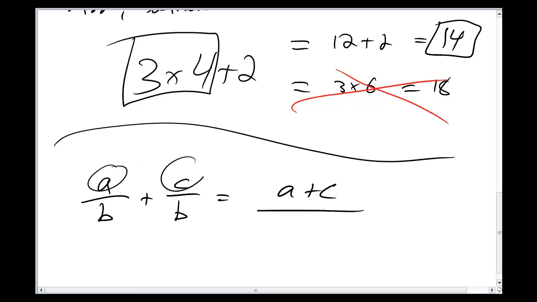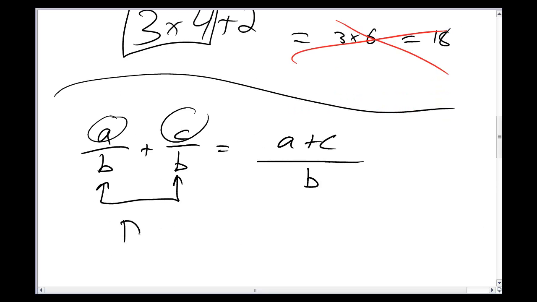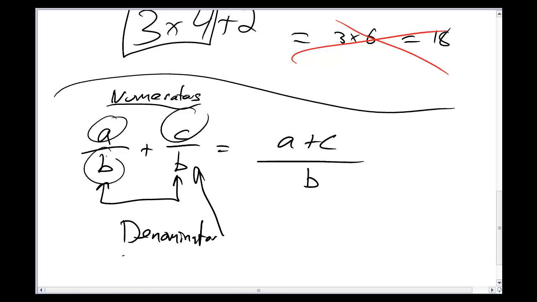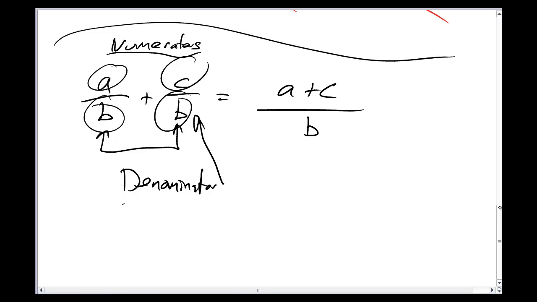I add tops to tops, but to do that, the two denominators, we call the bottom part of a fraction a denominator, and we call the top part of fractions numerators. The denominators on the bottom have to be the same. If they're not the same, I have to make them be the same.